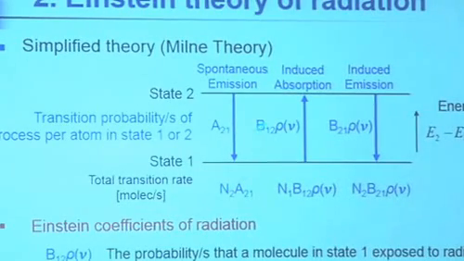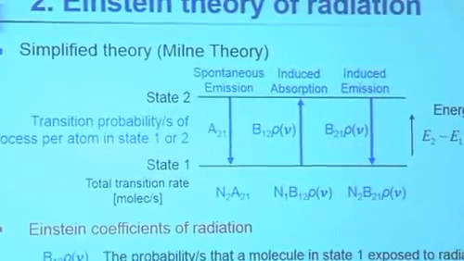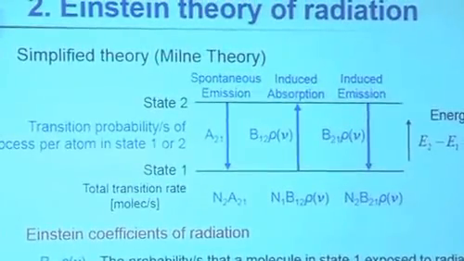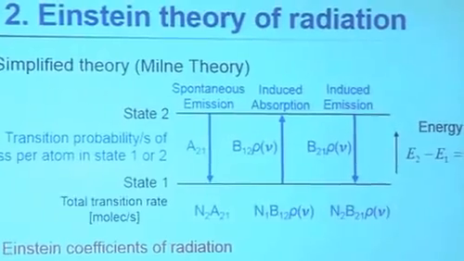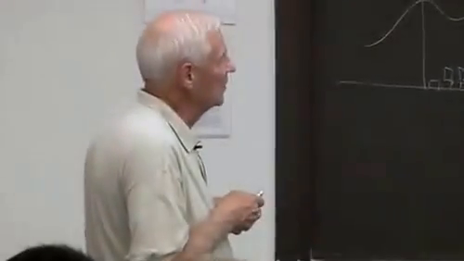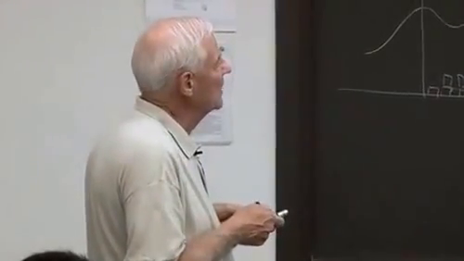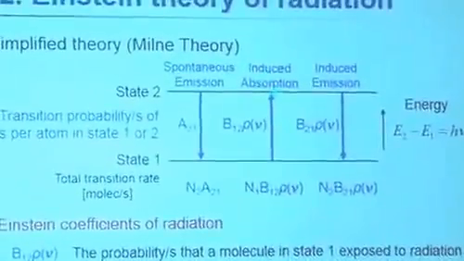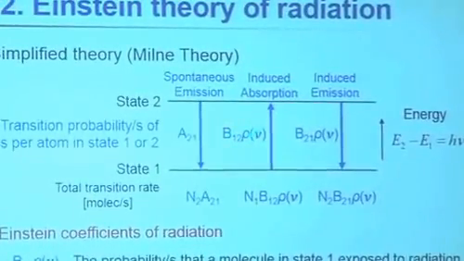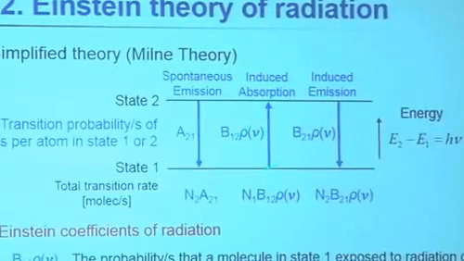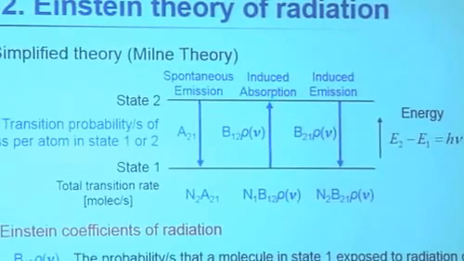B12 is the fundamental number, and rho, in this initial form of the Einstein theory called the Milne theory, has units of photon density. It's like photons per unit volume. It's kind of a crazy unit. We're going to get rid of it soon. It just says that if you double the photon density, you double the chance of this happening. So this is the probability per unit spectral density that a molecule here will go here per second.